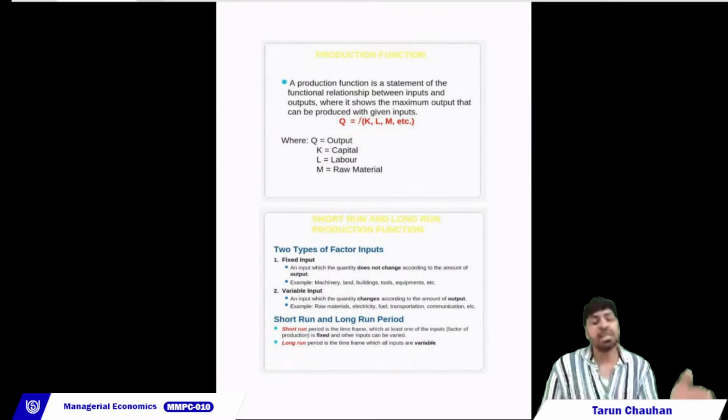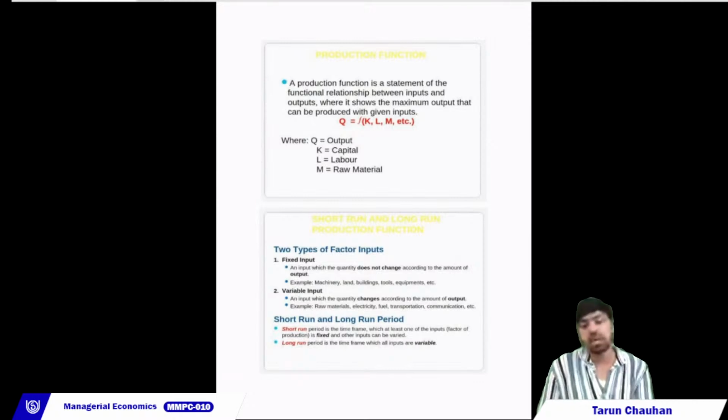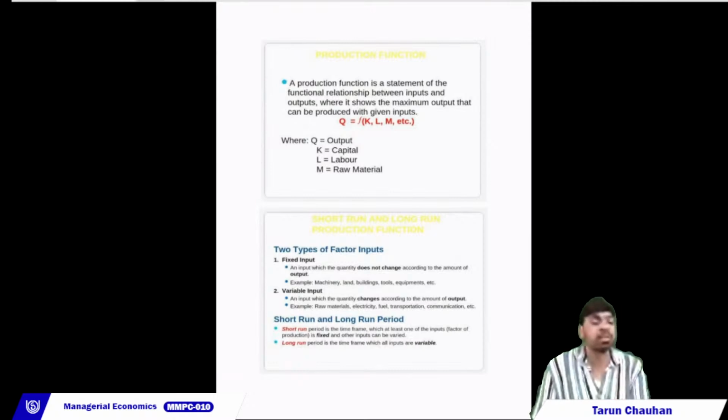if there is a change in the quantity, automatically it will change the output, and that's called the variable input. So if the inputs are constant, even if there is a change in output, an increase or decrease, that is fixed. Variable means there is a change in quantity due to the change in the amount of output. That's called the variable input.